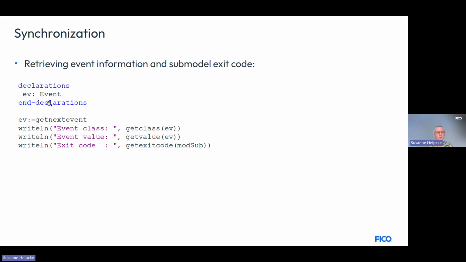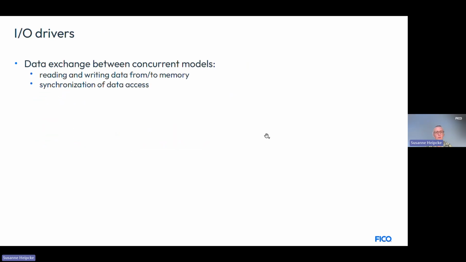Event class, again, uppercase, we have chosen here to be consistent with the uppercase M. And so you have the class, the value. And this is not to be confused with the exit code. If you're running a Mosel model and you have an explicit exit call in your model, for instance, to signal some error situation, then this is captured by get exit code. And it's different from the events that can get sent.